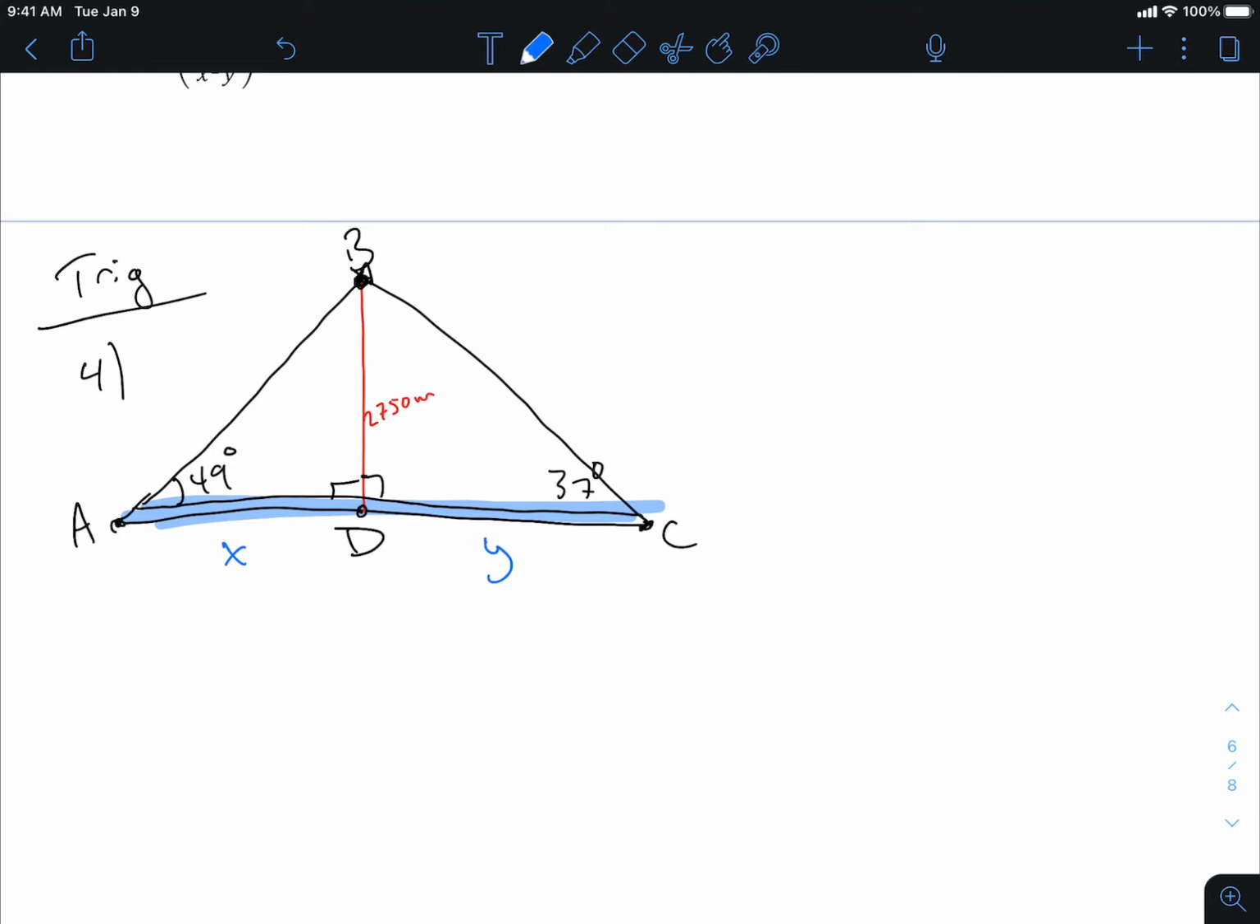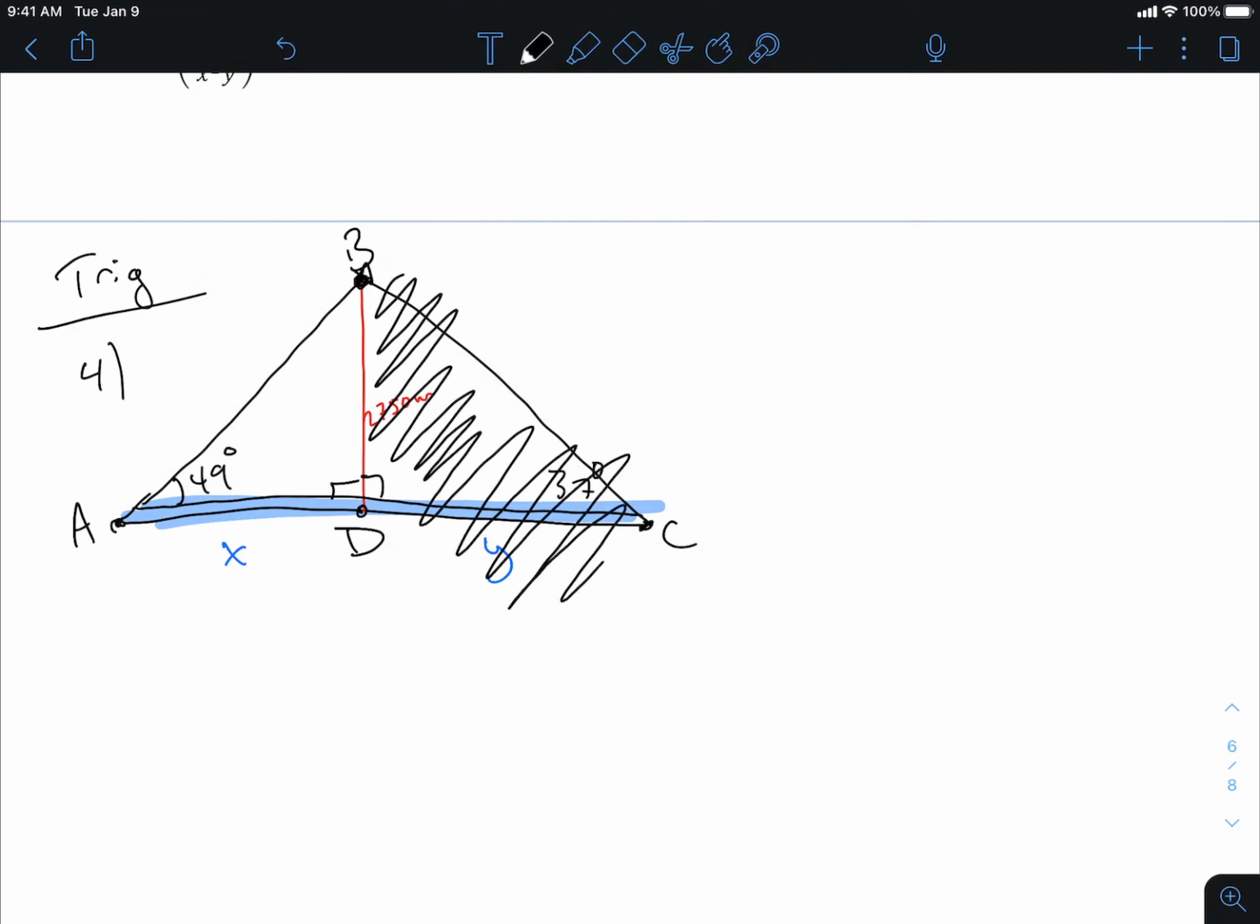Okay, let's solve for x. Let's ignore this half of the triangle for a sec. You guys have a pretty good grasp on how to do this. Solve for x using Sohcahtoa. I'm using Sohcahtoa because I have a 90 degree angle in there. So which one am I going to use?